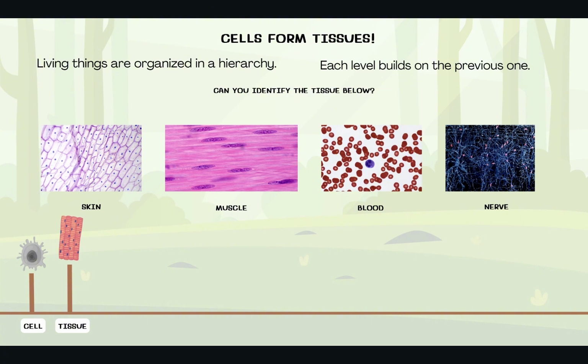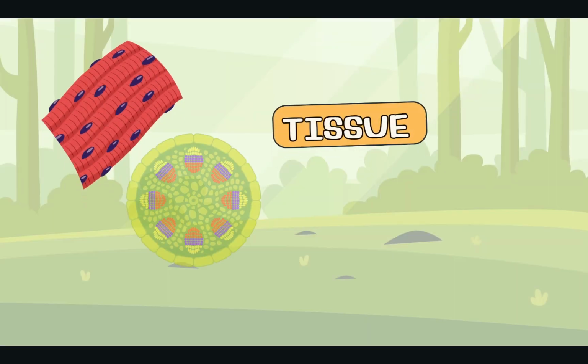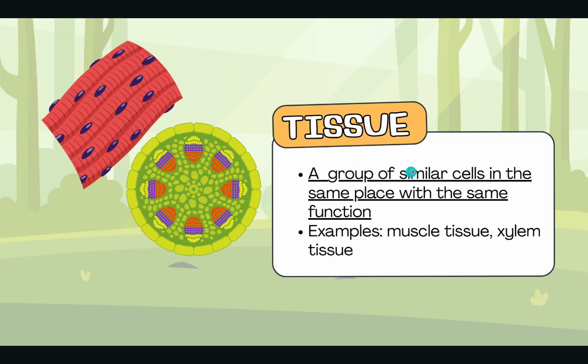So, what do we need to know about tissues? What's our description? Yeah, a group of similar cells in the same place with the same function. So muscle tissue is a good example. This is muscle tissue. You can see all these little, what are those? We'll talk about those. And xylem in a plant, those are tissues. A group of similar cells in the same place with the same function.